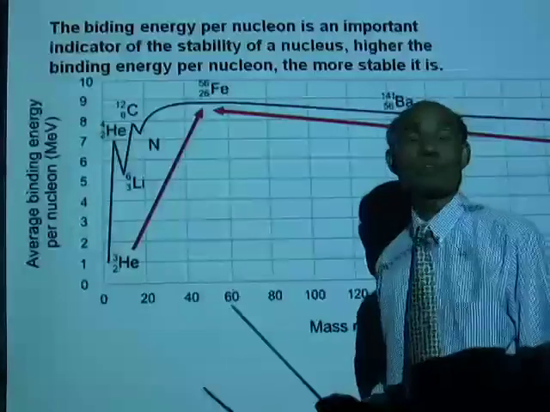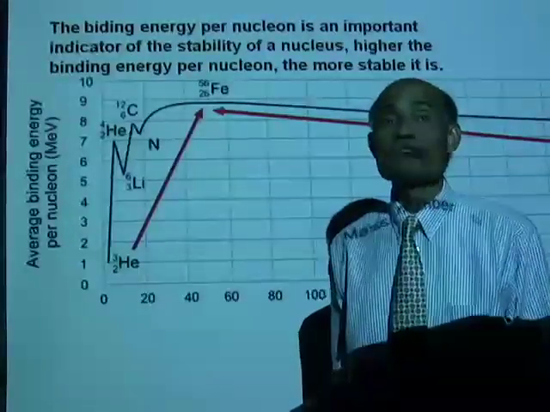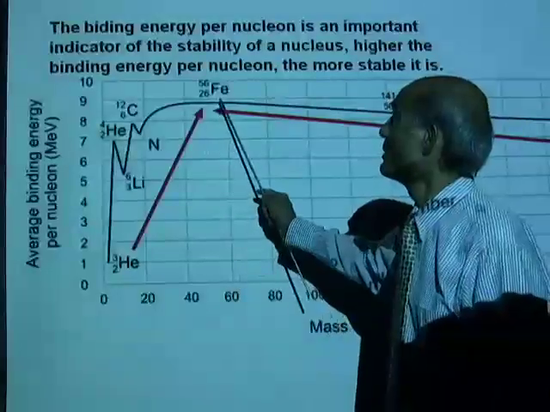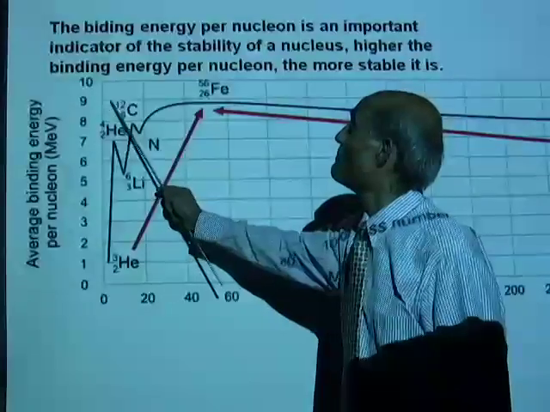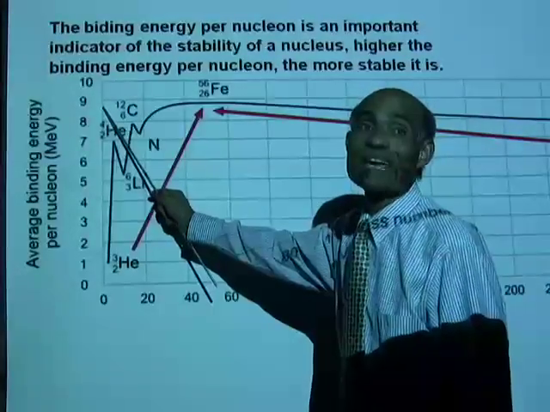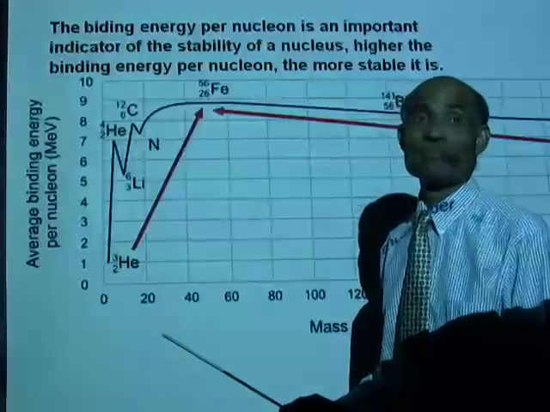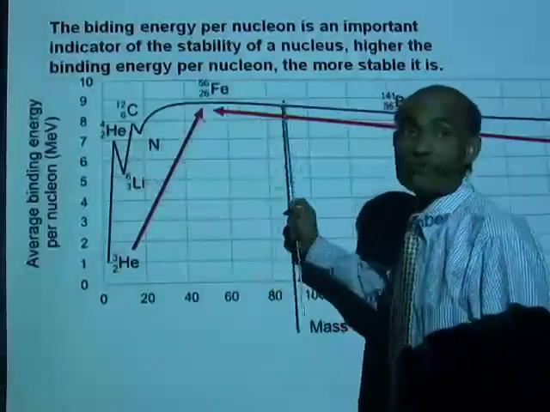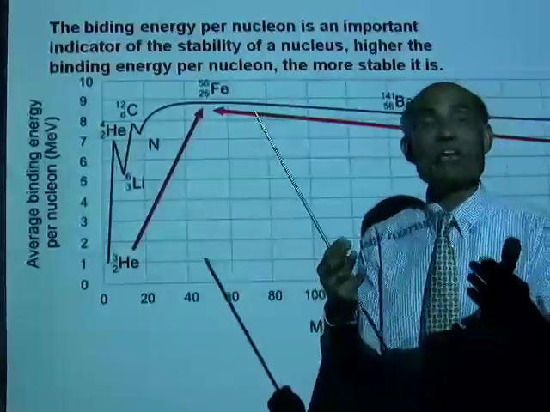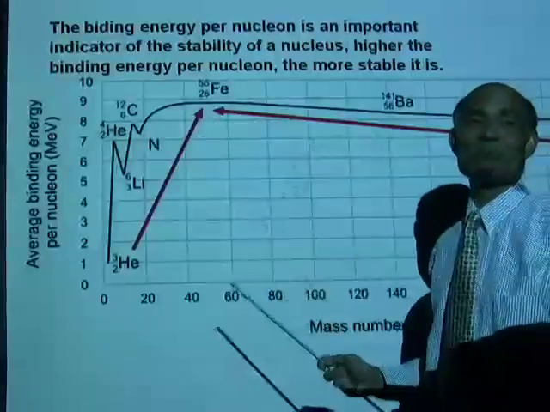Iron, for example, is a very stable element. The nucleus of iron is very stable. The binding energy per nucleon is about 8.8 mega electron volts. Now, as you go to the left of iron and to the right of iron, binding energy per nucleon decreases. That means they are less stable.